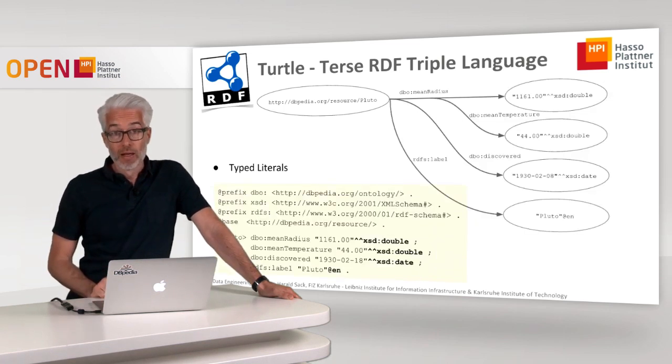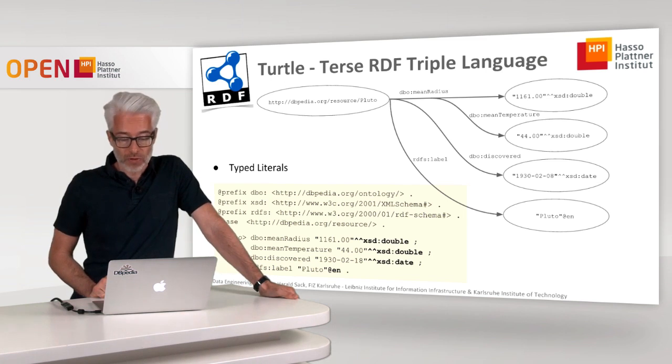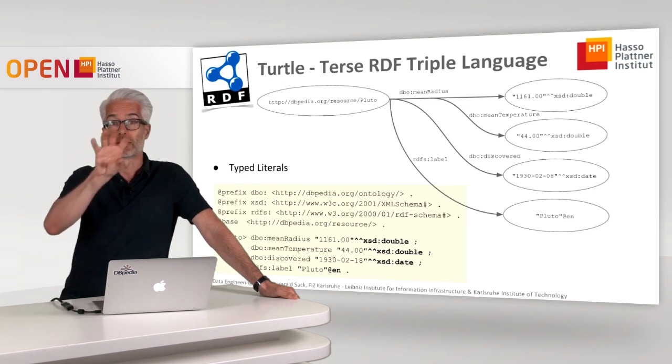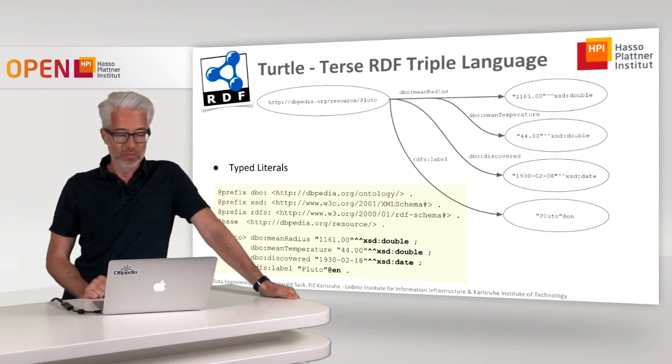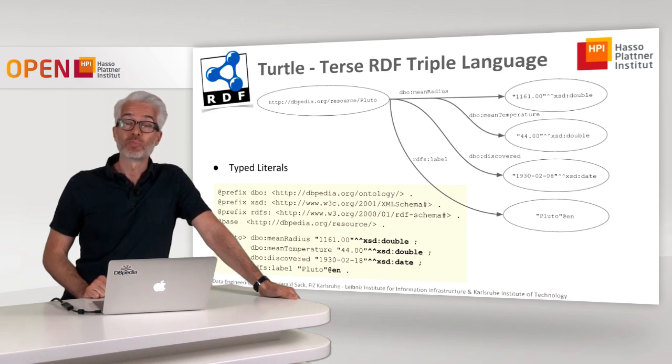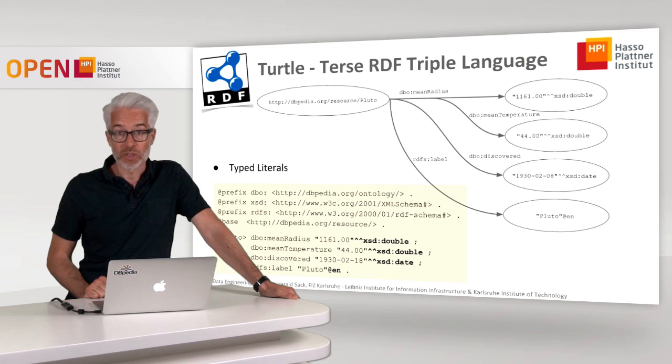Okay, next thing we should learn. For example, look at this example here. First, we look at the graph example. What we have here, we say, for example, that Pluto has a main radius, and this main radius then is a typed literal, which is expressed as a floating point number with double precision. So it's the same with the mean temperature, and then we have discovered, so the discovery day, it's a date, and then we have a label. The label is a string, and the string should be interpreted in English language.